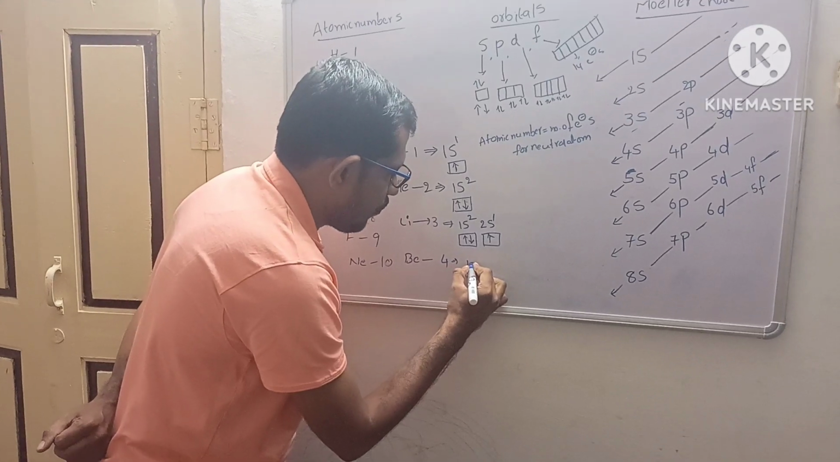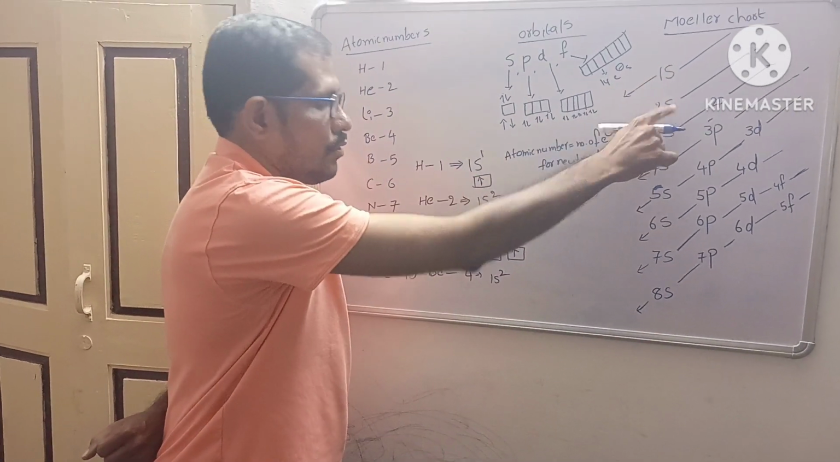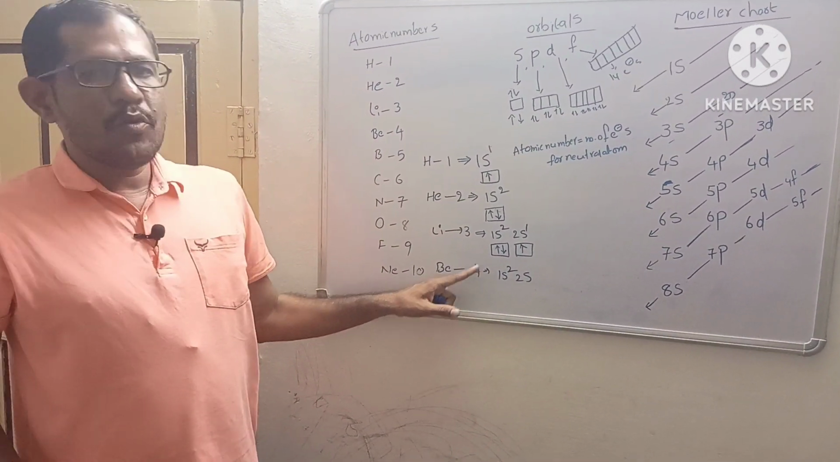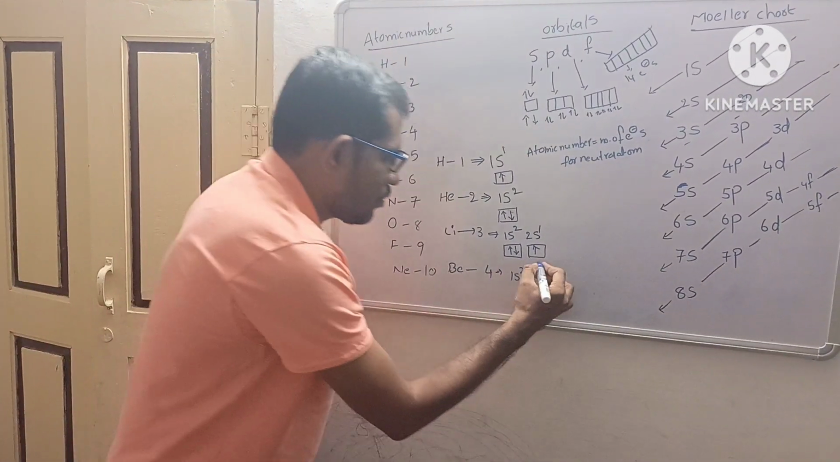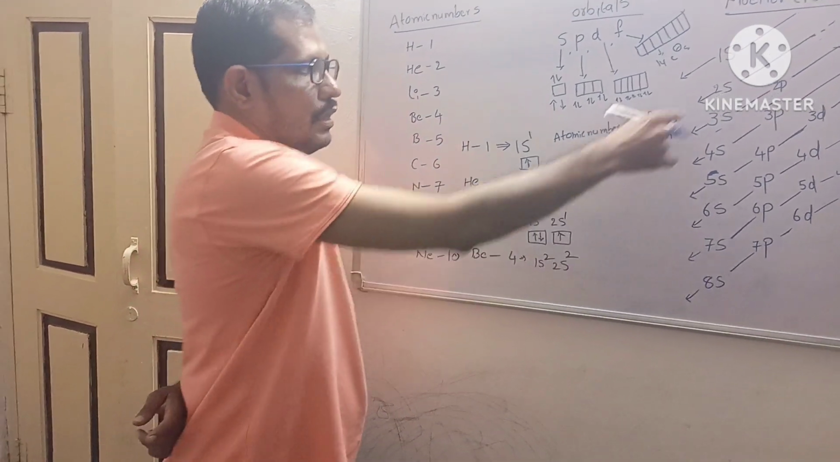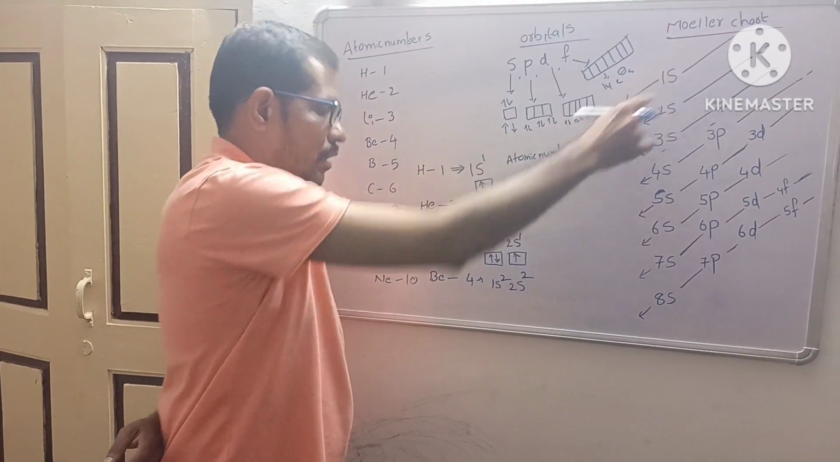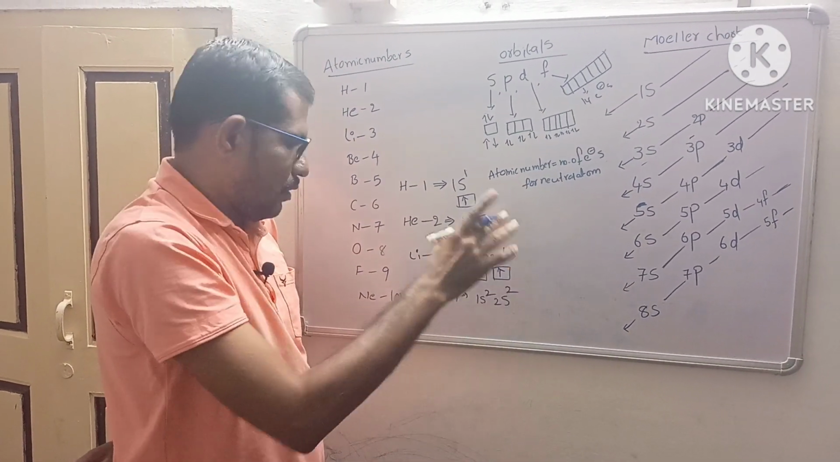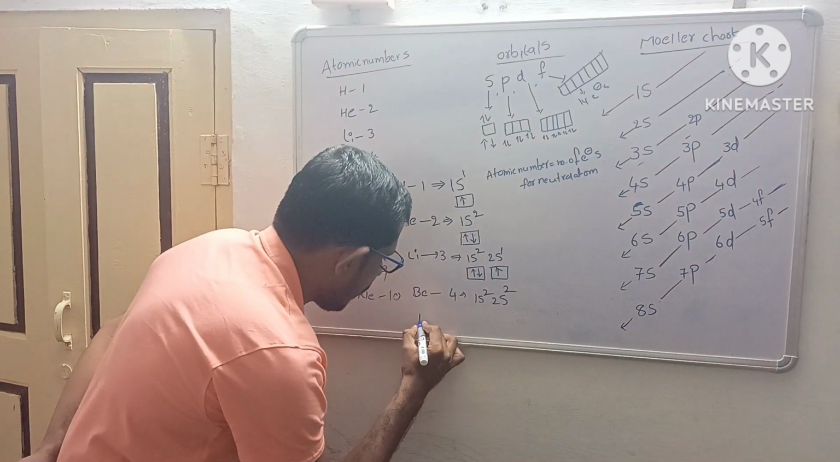First what will come? 1s2, right? After that what is coming? 2s, right? So after 1s2, we need to add 2 more electrons. So 2s2. 1s2, 2s2: beryllium atomic number 4, 4 electrons. Electronic configuration according to the Aufbau diagram: first we are taking 1s, then we are taking 2s. So 1s2, 2s2, right?